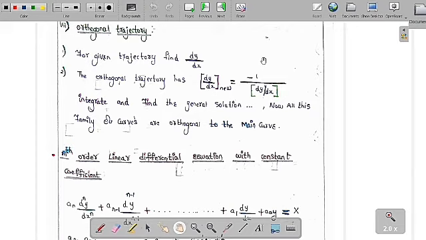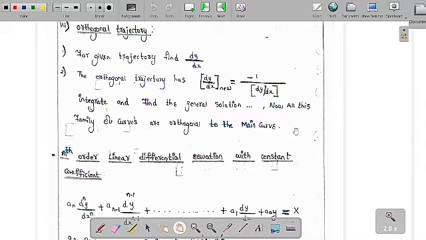For this new differential equation, you can use any of the previous methods. Whatever methods we have learned, you can choose whichever method is most apt to solve this differential equation, and find the general solution that satisfies it. That general solution is called the orthogonal trajectory for the original equation. So integrate and find the general solution. Now this whole family of curves is orthogonal to the main curve.